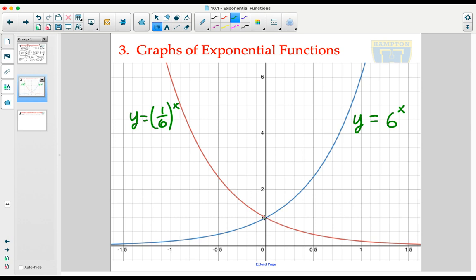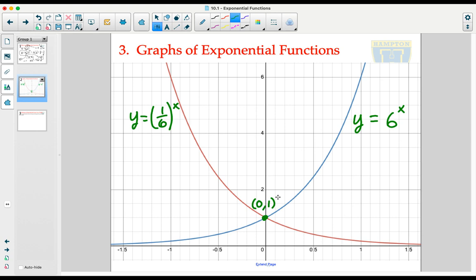First, they have this intersection point at the point (0, 1). Because when we substitute 0 into either one of those functions, anything raised to the power of 0 is 1, so we get 1 as the output. It makes sense that they intersect there.